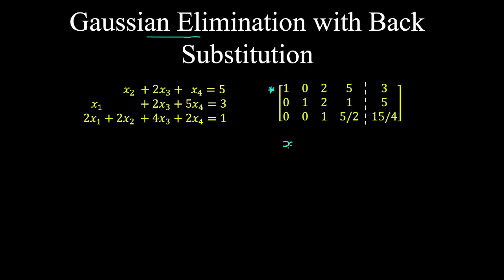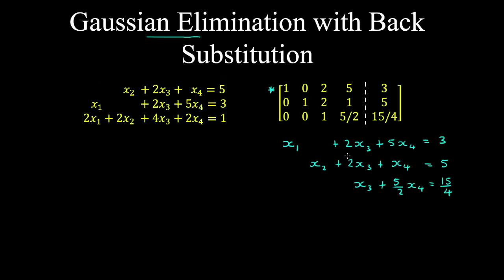So our system is x1 plus 2x3 plus 5x4 is equal to 3. And then we have x2 plus 2x3 plus x4 is equal to 5. And then we have x3 plus 5/2 x4 is 15/4.